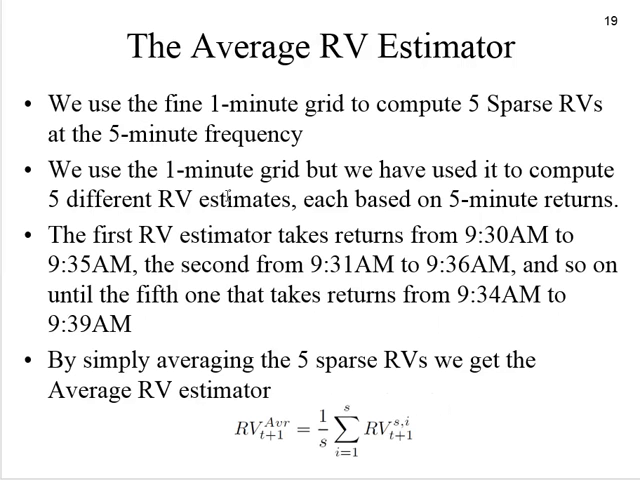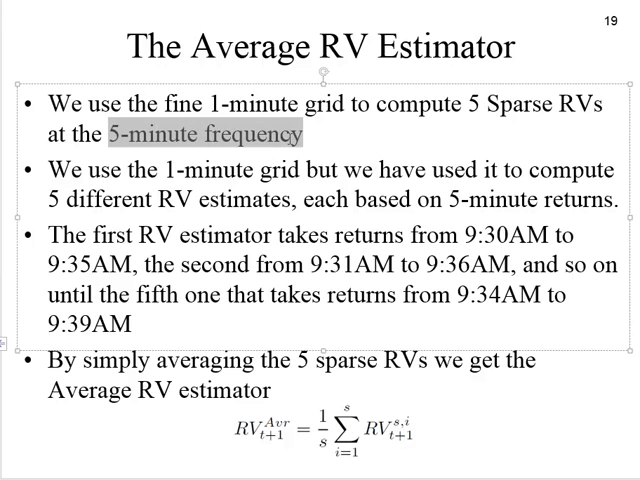The next estimator we're going to see is the Average RV Estimator. That is like computing 5 sparse RV estimators and then taking the average. What is the logic? We're going to compute 5 estimators at the 5-minute frequency. For example, we could use any other frequency. And then we're going to use a 1-minute grid, but we have to compute these 5 different RV estimates, each based on the 5-minute returns. How are we going to do that?